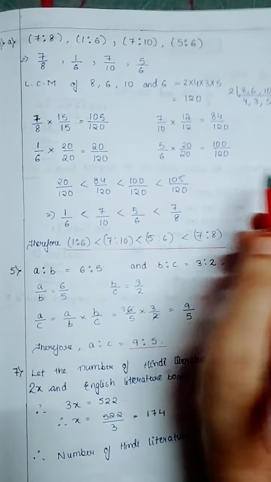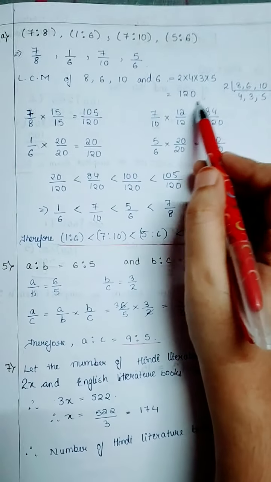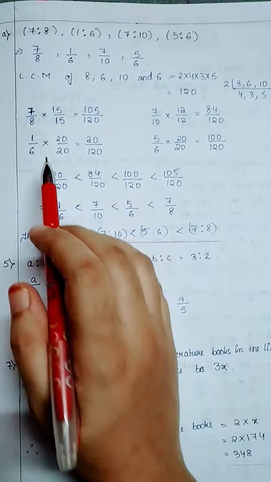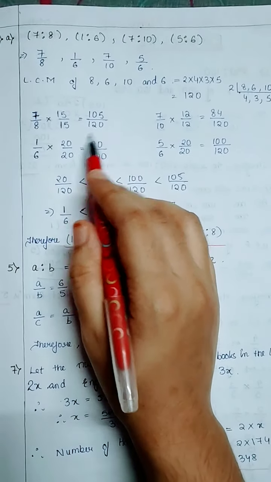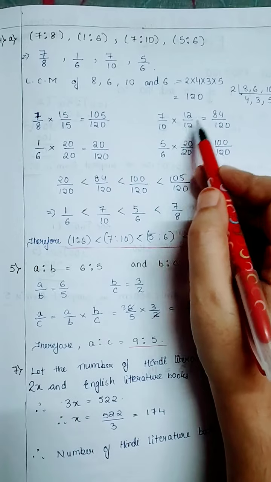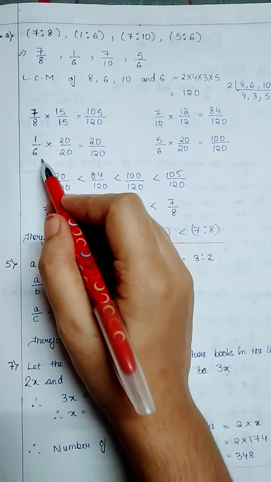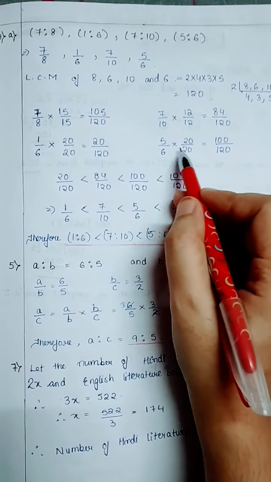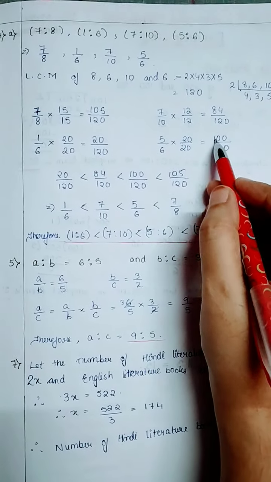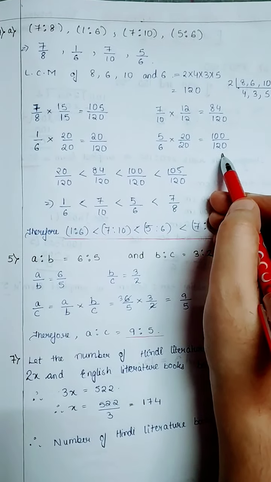Okay. Now we will convert all these numbers. The denominators will be converted to the LCM, 120. So let's convert. 7 by 8 into 15 by 15 is equal to 105 by 120. 7 by 10 into 12 by 12 is equal to 84 by 120. 1 by 6 into 20 by 20 is equal to 20 by 120. 5 by 6 multiply 20 by 20 is equal to 100 by 120. See here, all the denominators have become 120.